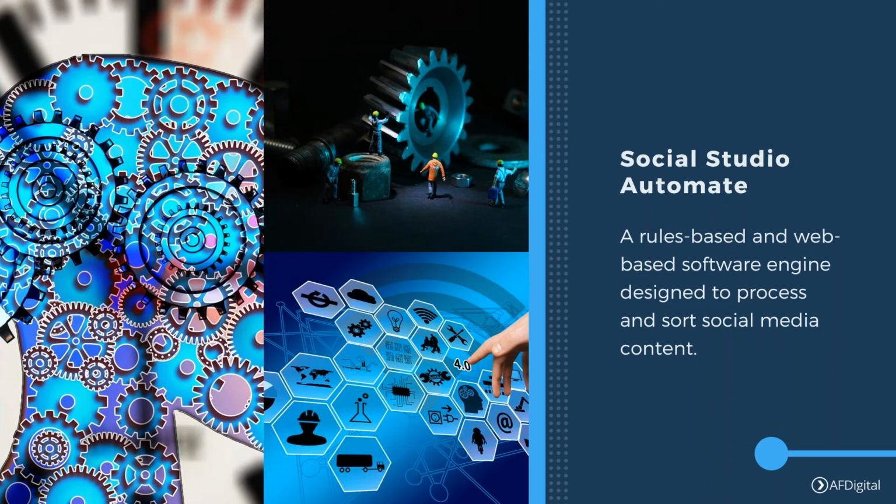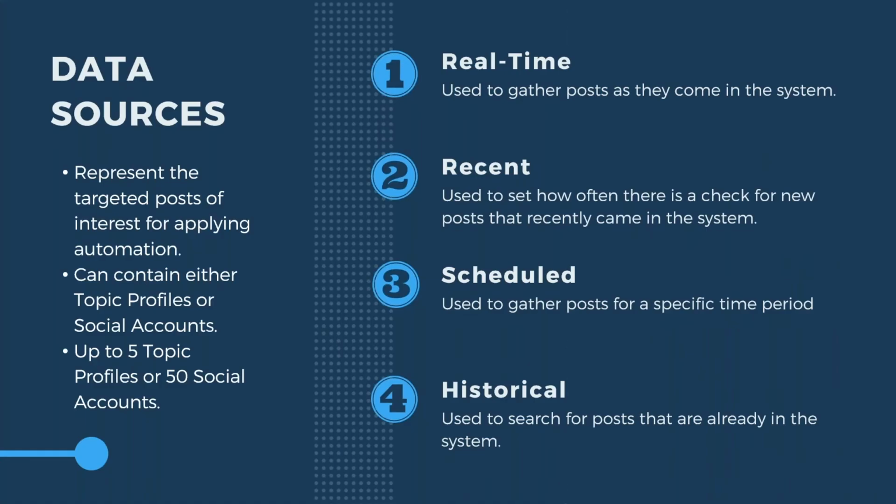For that process of tagging or doing anything related to the posts that come in, you can utilize Social Studio Automate's various rules and conditions to perform different actions. Basically, Social Studio Automate is a rule-based and web-based software engine designed to process and sort social media content. To understand how it runs, we need to understand some basic things that make up Social Studio Automate.